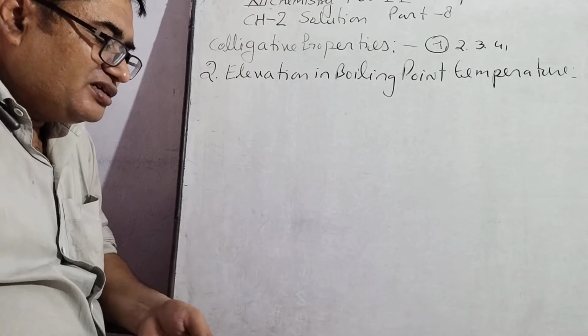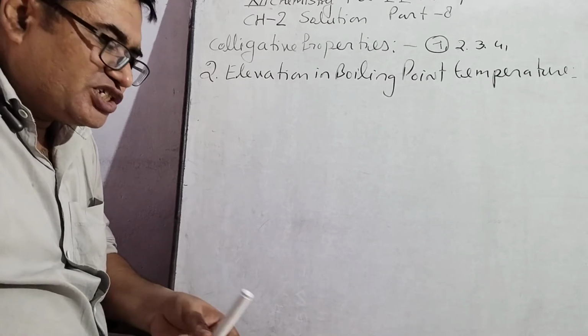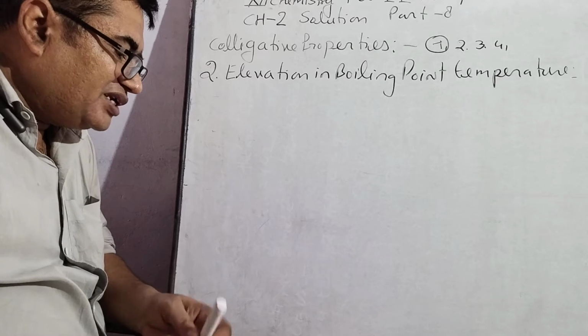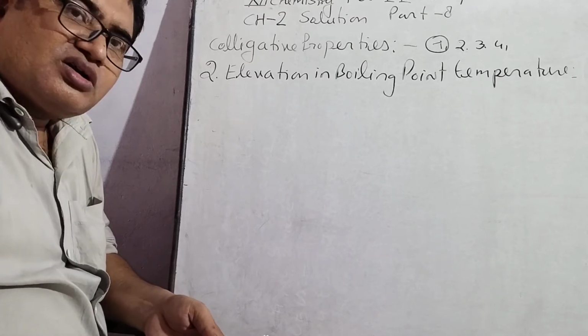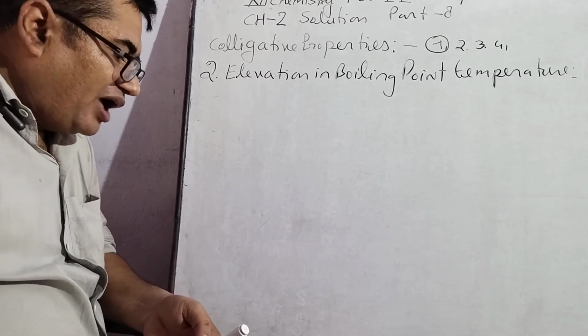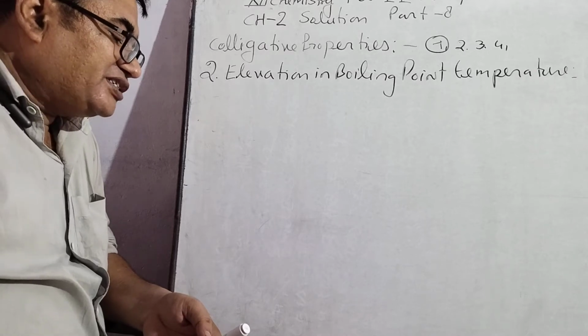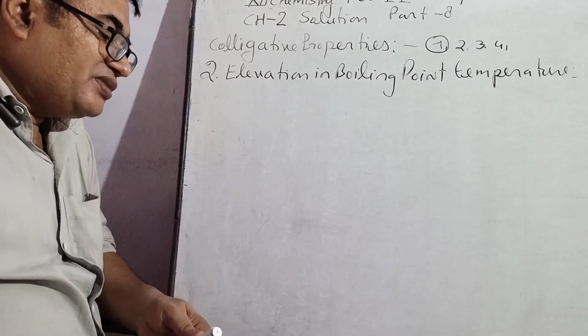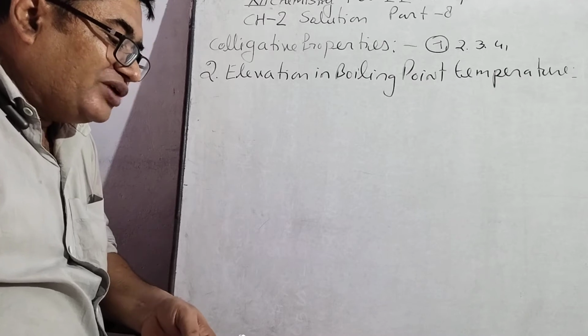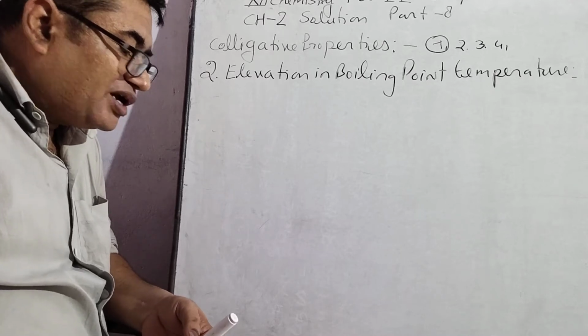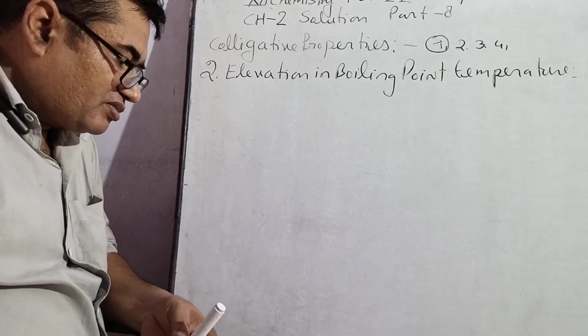Simply, if we consider the pressure at 1 atmosphere, or we simply say the external pressure is 1 atmosphere, the boiling point temperature of a liquid is called the normal boiling point temperature.